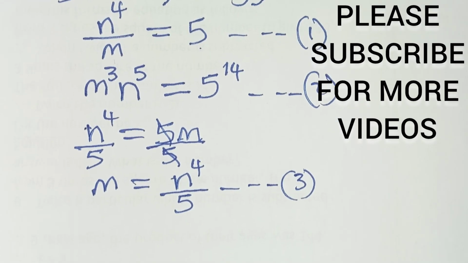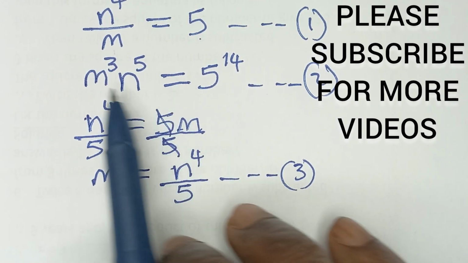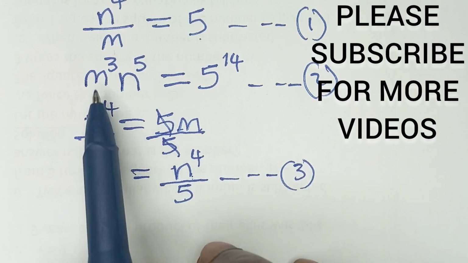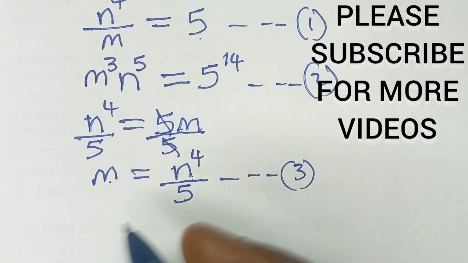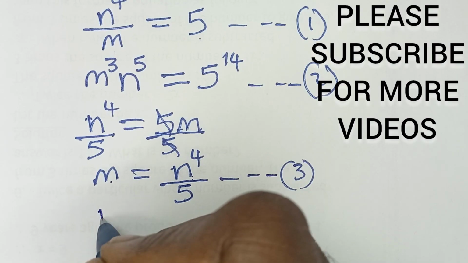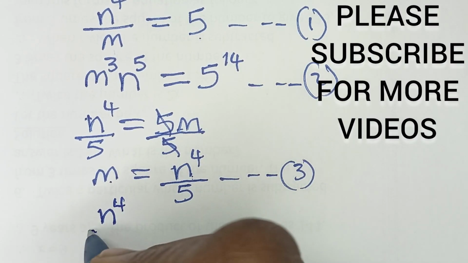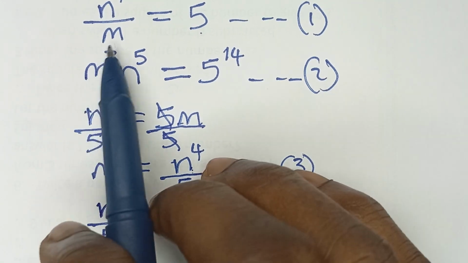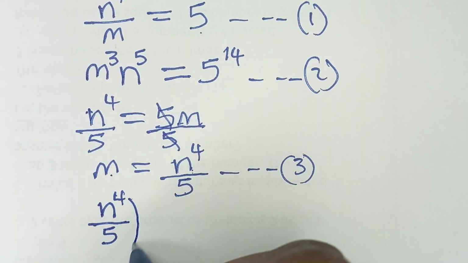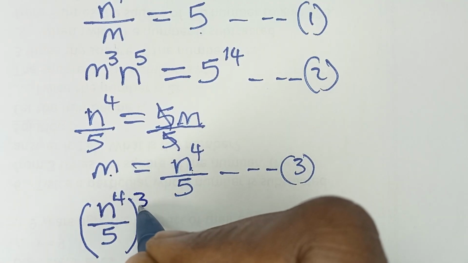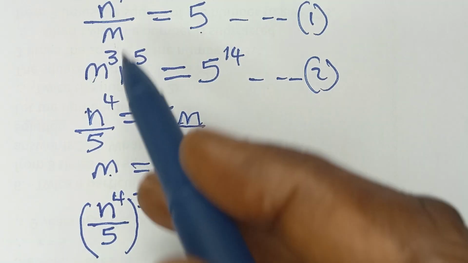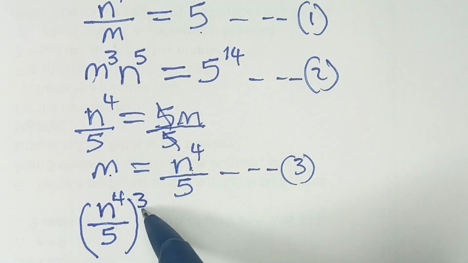Now I can go back to equation 2. You can see equation 2 here. Anywhere I see m, I'm going to substitute it with n raised to power 4 all over 5. So my m raised to power 3 becomes n raised to power 4 over 5, all raised to power 3. Don't forget, this is m raised to power 3, and the value of m is n raised to power 4 over 5. That is what I've written down here.